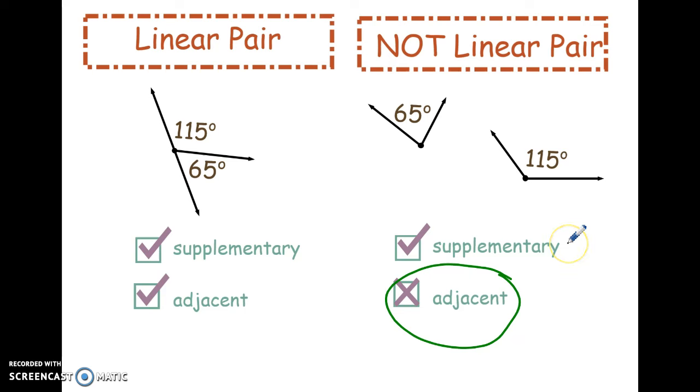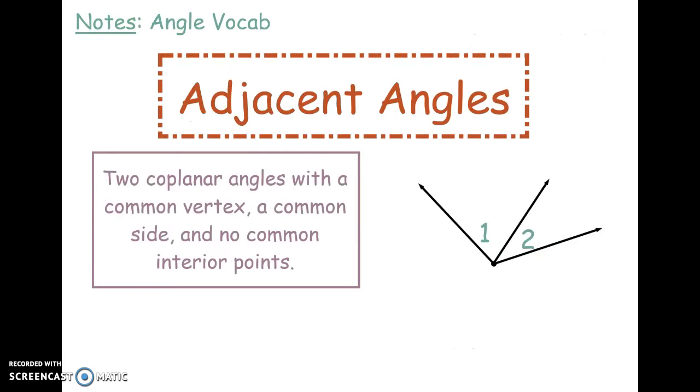So that makes them supplementary. But because they're not next to each other, they don't make a linear pair. So a linear pair has to form a straight line. They have to be together and form a straight line. I said adjacent a couple times. You think you already know what it is, but adjacent angles are two coplanar angles, so they're in the same plane, with a common vertex and a common side and no common interior point. So it's just two angles that are next to each other that share a side. So angle 1 is these two rays, and angle 2 is these two rays, so they share that one together. And this is term 9. Adjacent just means next to each other.